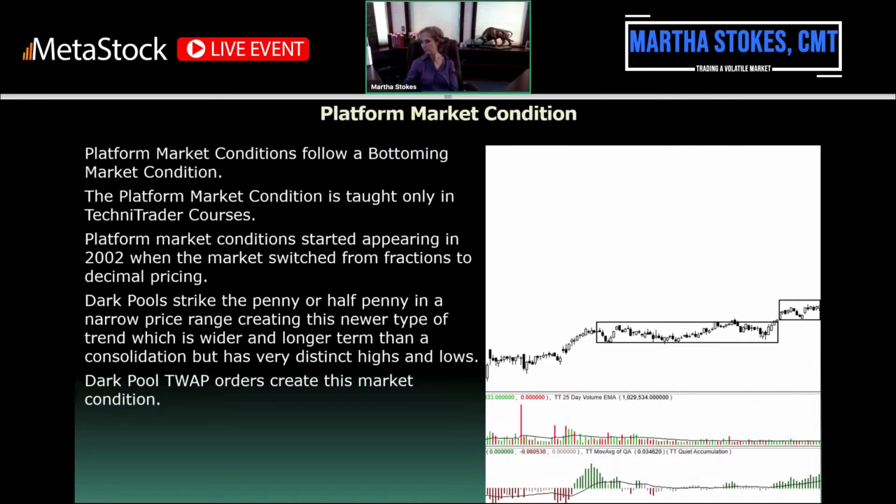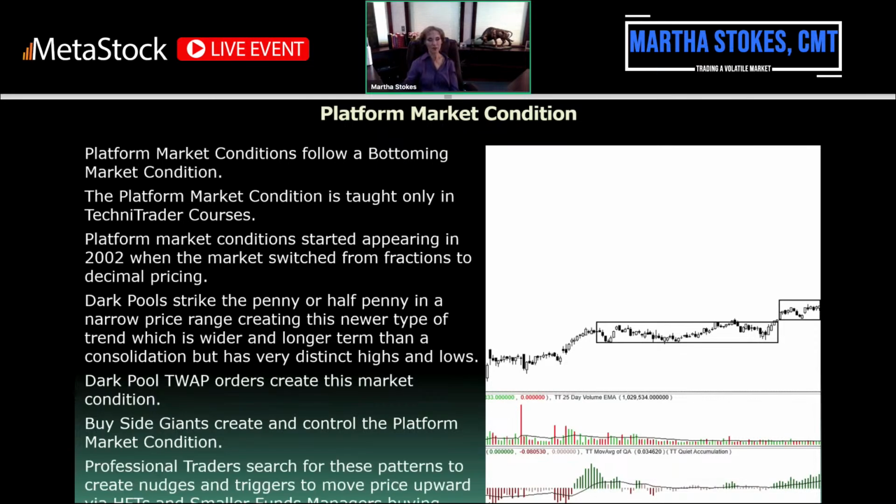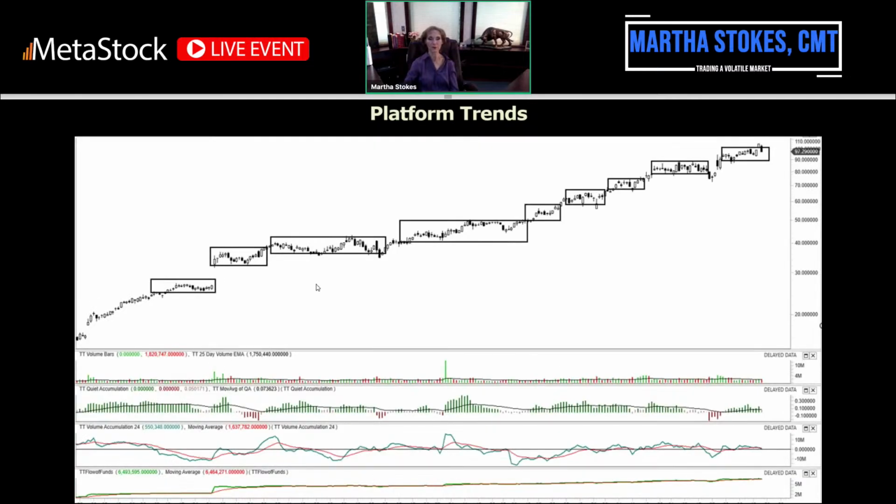Dark pool TWAP orders create the market condition. Buy side giants create and control that platform market condition. Professional traders search for these patterns to create nudges and triggers to move price via HFTs and smaller funds managers. So there's the trick. Dark pools do the buy zone. Then the professional traders go, oh, nudges. Oh, HFT. Hey, HFT, this is a dark pool down here. You can gap this stock up. And the HFTs are programs, so sure, they do it. So these are platform trends that are moving up.